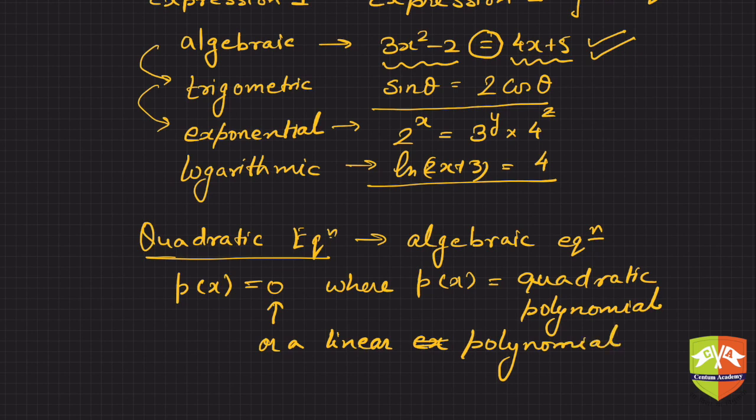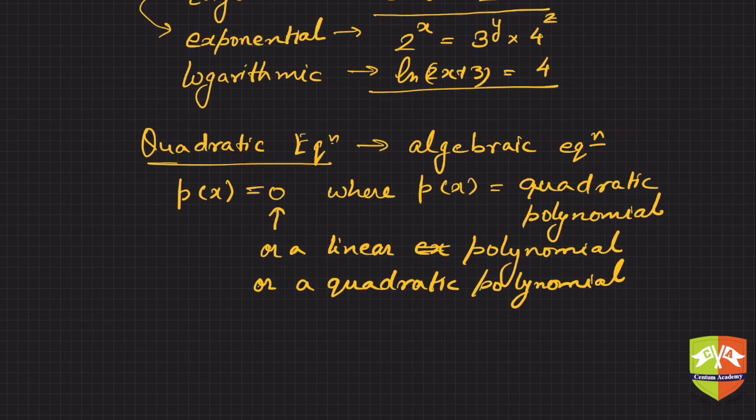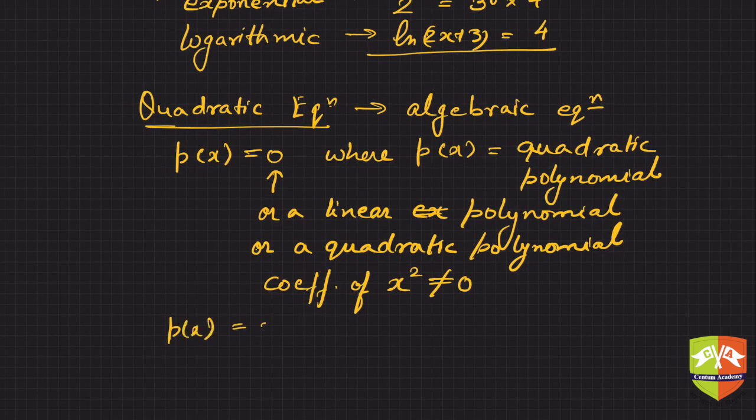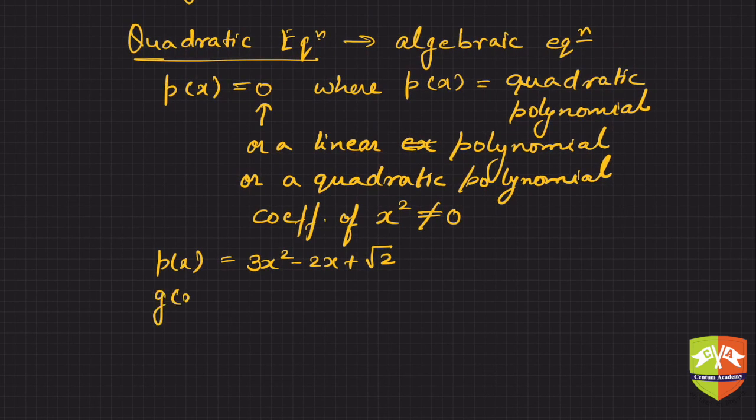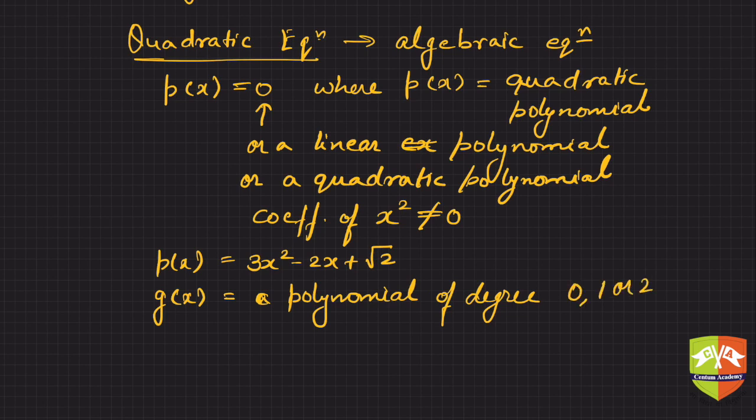or you can equate it to a quadratic polynomial as well. But you have to make sure that after you equate it to a quadratic polynomial, the coefficient of x square must not be 0. The coefficient of x square cannot be 0 under any circumstances. We'll see why. Okay, so this is what a quadratic equation would look like. For example, let us say p(x) is 3x square minus 2x plus root 2. This is a quadratic polynomial. Now equate it to any g(x) such that g(x) is a polynomial of degree 0, 1 or 2, right? And when it is degree 2, we must ensure that the coefficient of x square after simplifying should not be 0. What do I mean by that? It is simply this.